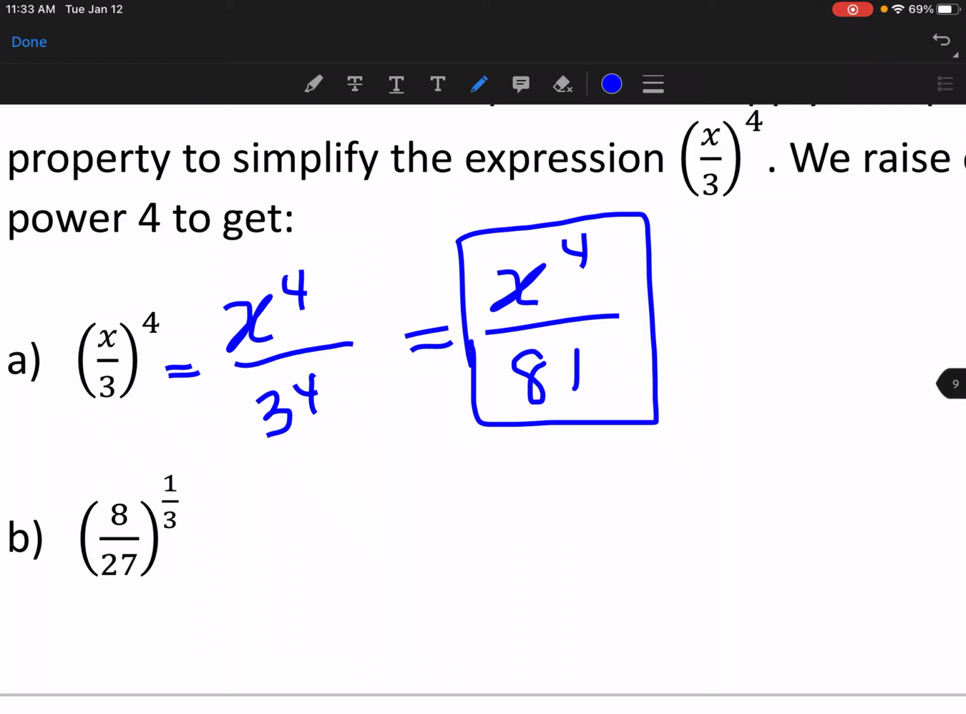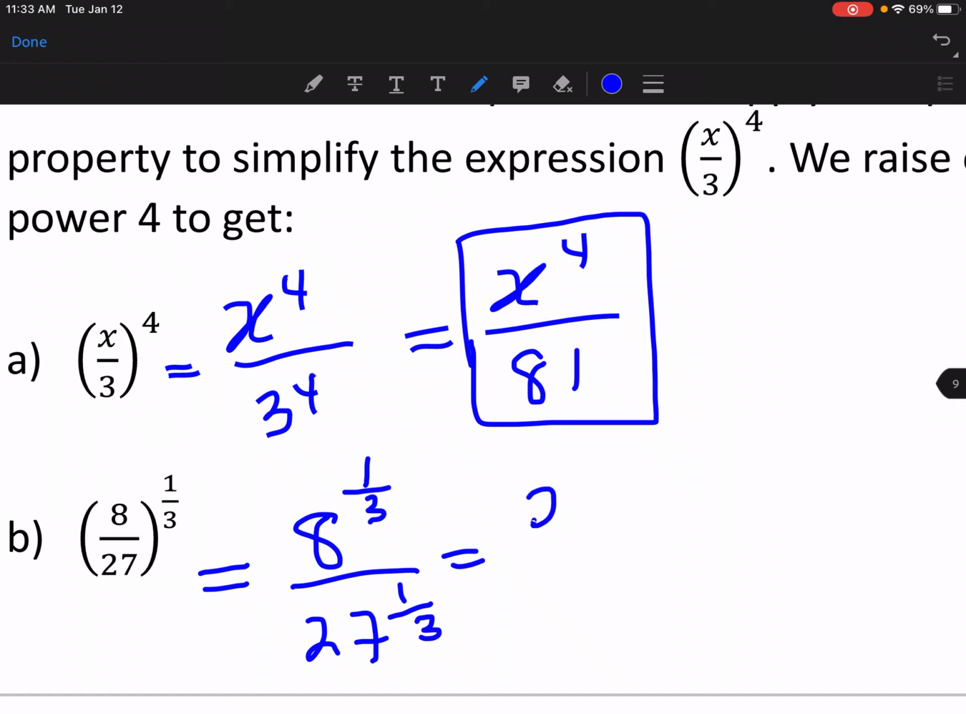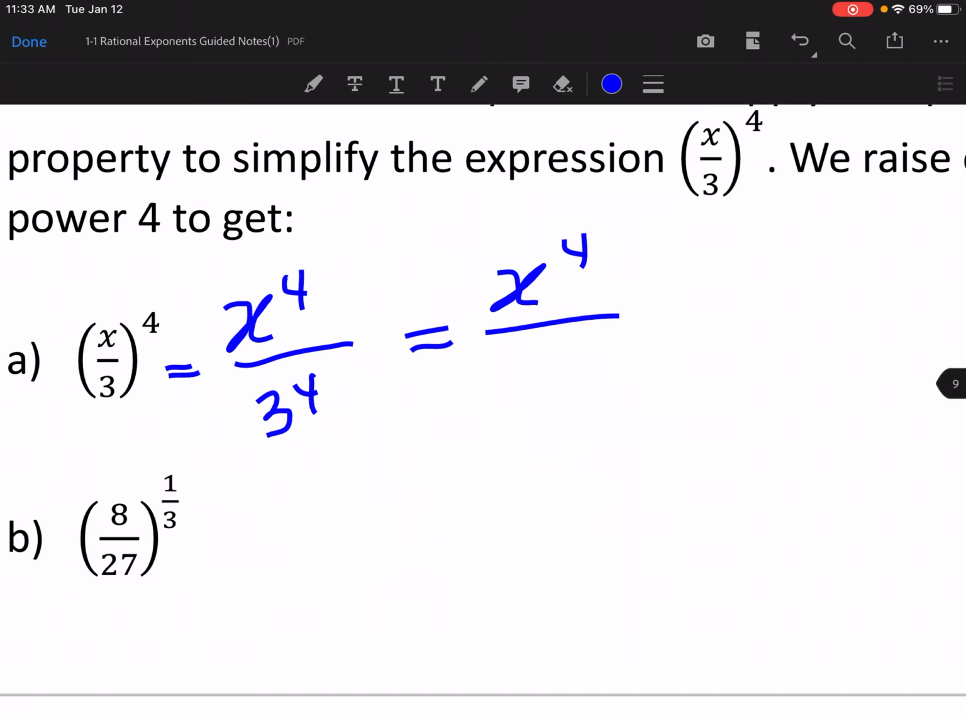What if we have 8 over 27 to the 1/3? We're going to do the same thing. I'm going to take 8 to the 1/3 over 27 to the 1/3. So 8 to the 1/3, we can rewrite it a little bit; we're going to talk about rewriting this as a root. But 8 to the 1/3 is 2, and 27 to the 1/3 is 3. Therefore, my answer is 2/3 for that one.